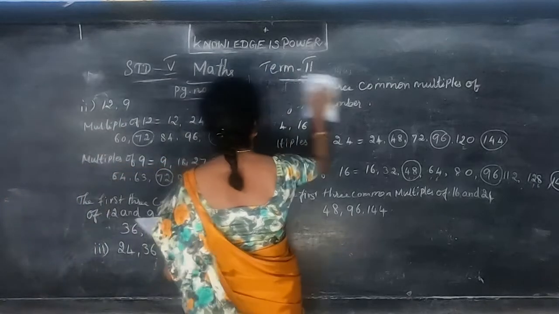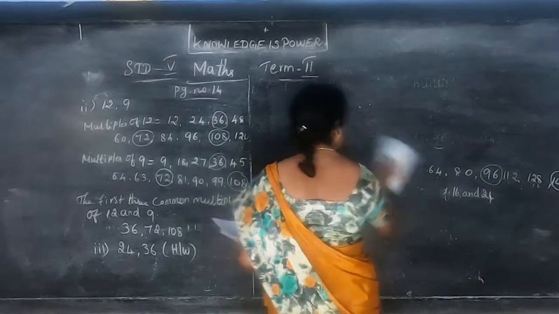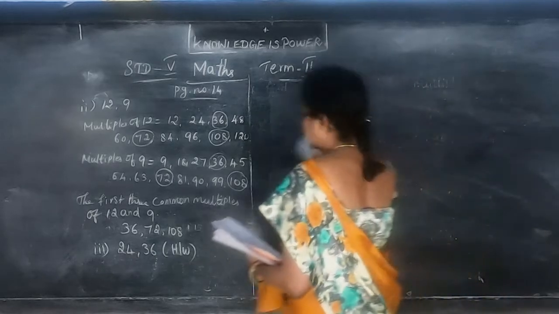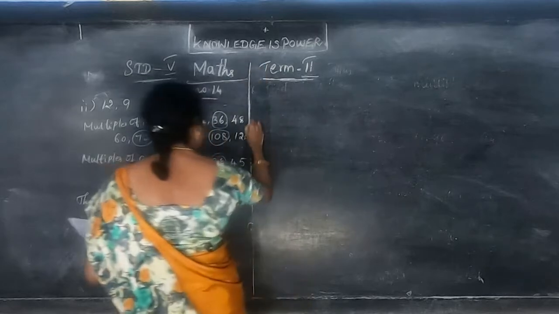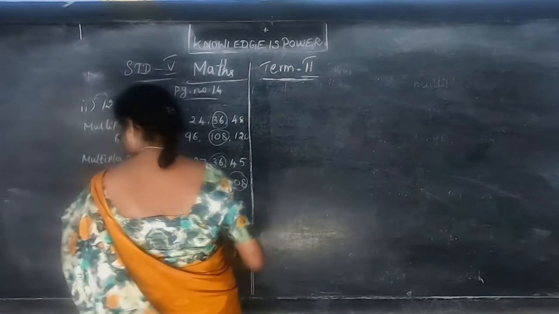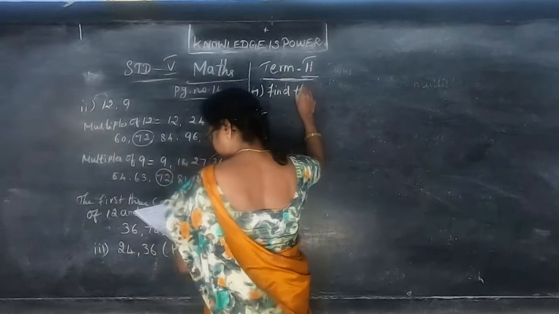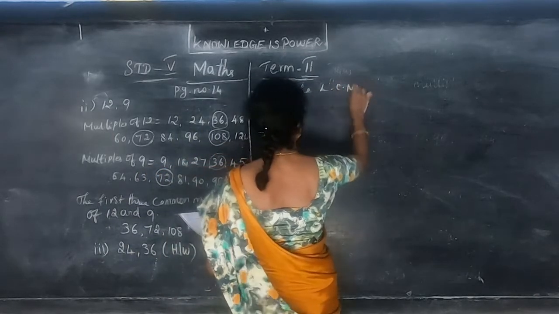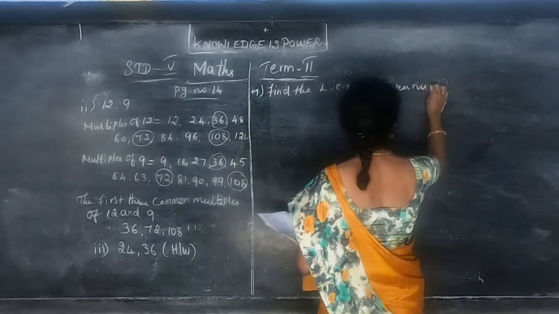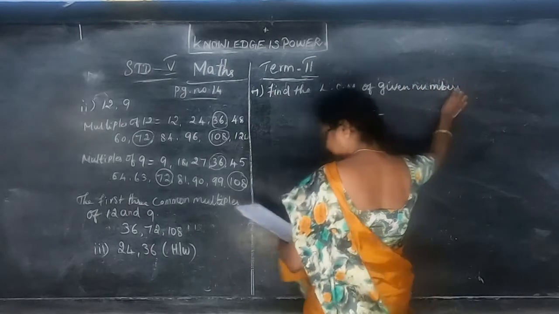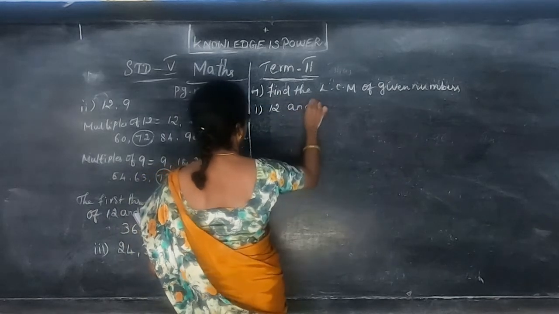Okay. Now we'll move on to the next one, that is the seventh sum. It's easy only. For this, the tables are very, very important, so you have to learn the tables. Seventh: find the LCM of given numbers. What are the numbers they are given? The first sum is 12 and 28.